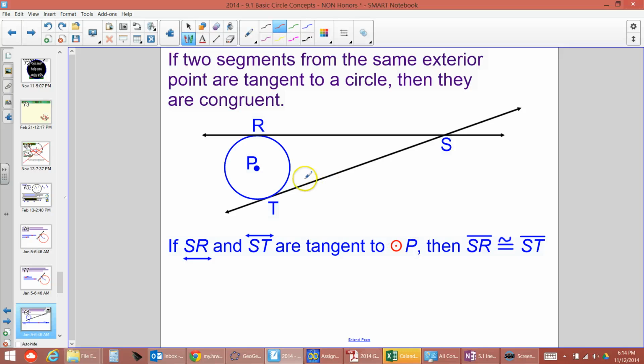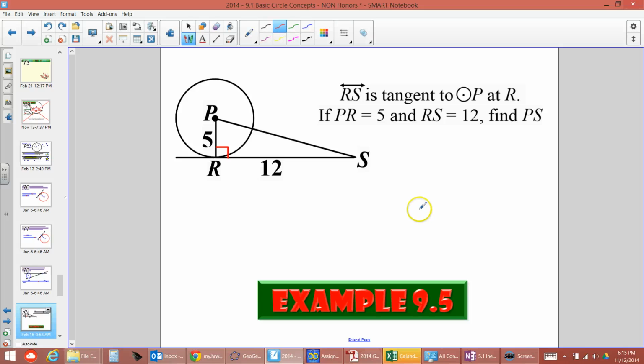All right, more information for you. If two segments from the same exterior point, remember exterior is on the outside, are tangent to a circle, then they are congruent. So if we're talking S is the outside point, and SR is tangent, and ST is tangent, then segment SR is congruent to segment ST. Okay. We can talk about that more later on the homework and things, but it's important to know that one.